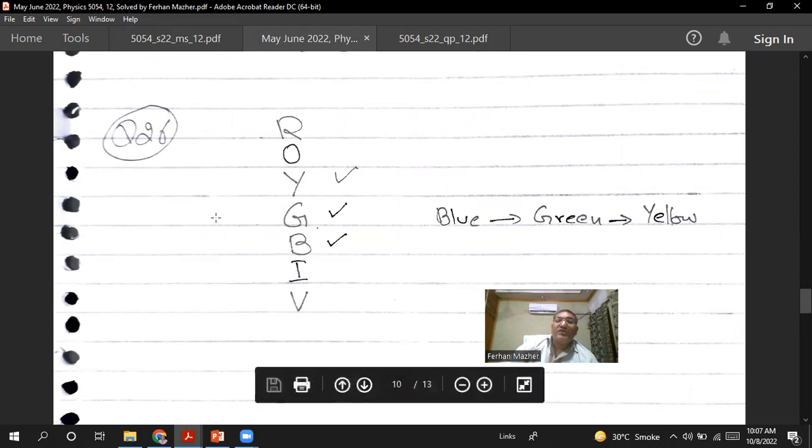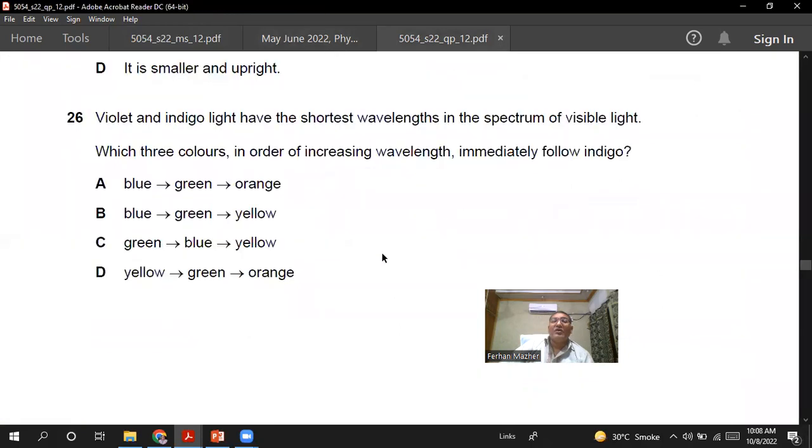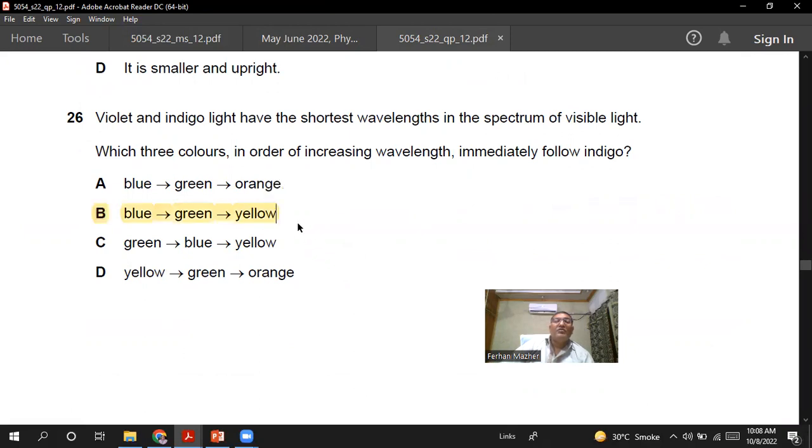As you go down, the wavelength will decrease. Okay, so if you write them, the colors which have wavelength more than the indigo are blue, green, and yellow.